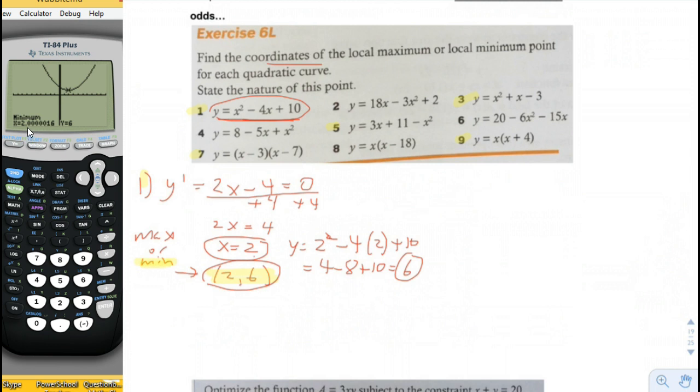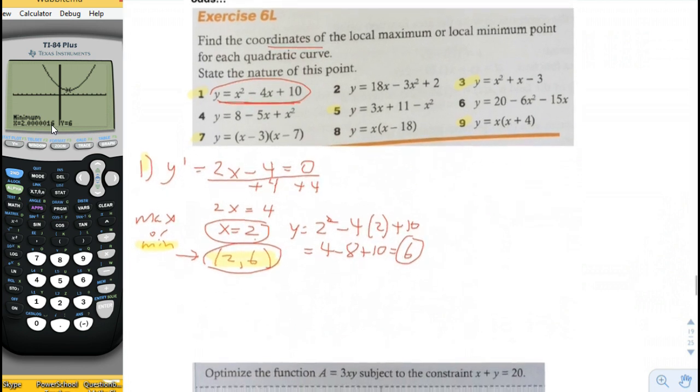And when you notice it says 2.000016, when you round it to 3 significant figures, you're going to get x equals 2. The reason why it doesn't come out to a perfectly whole number is because the calculator uses an approximation, and so it doesn't exactly get to the exact answer. Okay? All right, now let's do number 3.